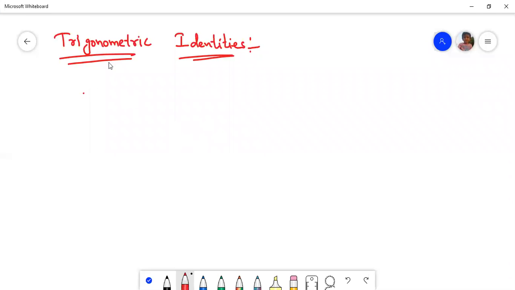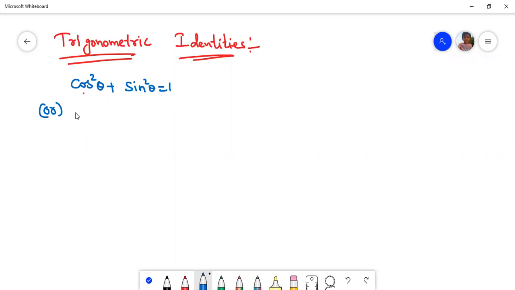Next topic, trigonometric identities. How to find out the identities? The basic identity is cos square theta plus sin square theta equal to 1. In the place of theta, we can take A also.